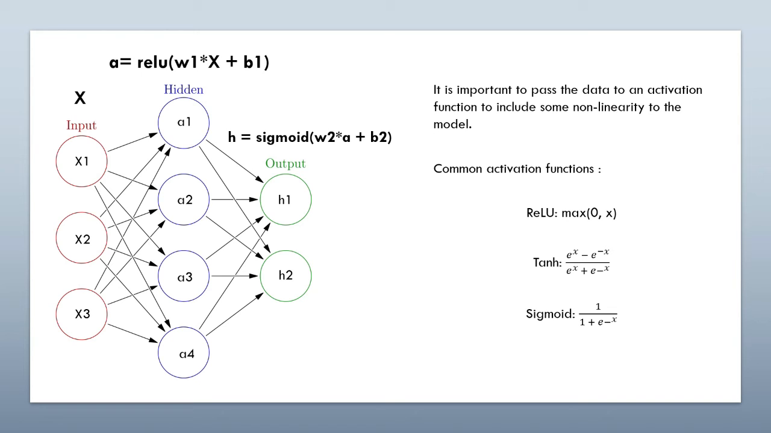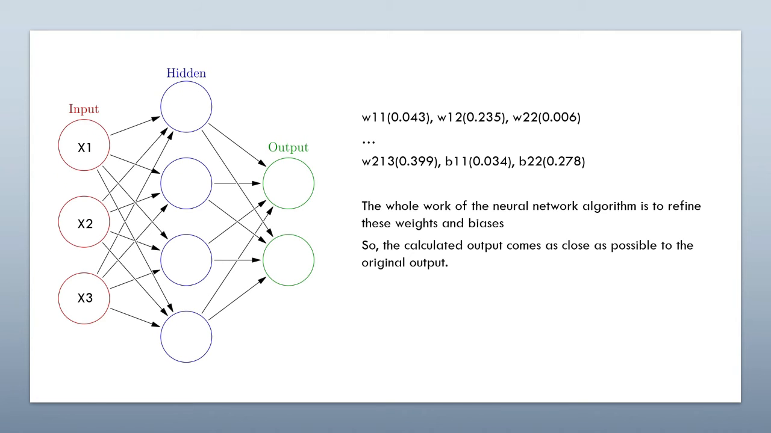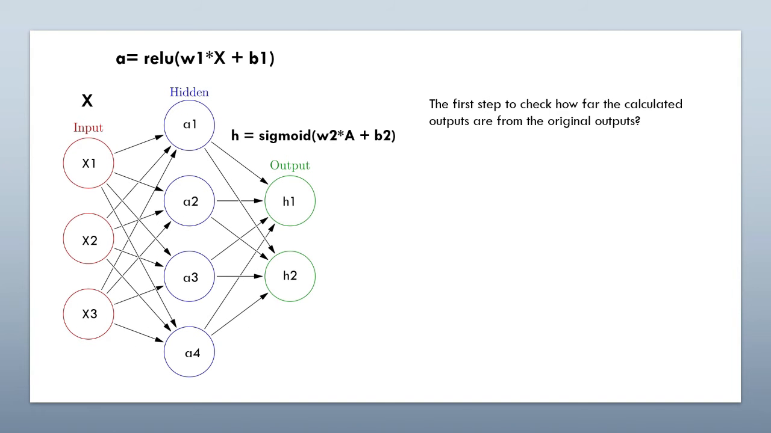So the output cannot really be close to the original output, right? The whole work of the neural network algorithm is to refine these weights and biases so that these calculated outputs come as close as possible to the original output. The first step is to check how far the calculated outputs are from the original outputs.